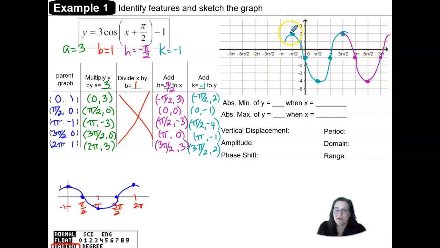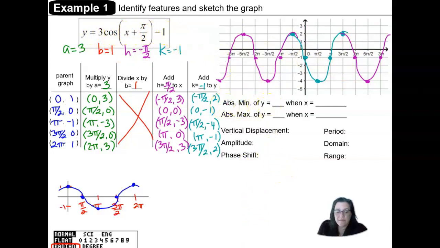Then we can do that in reverse. So we'll go back to the middle, then our minimum, then to the middle, then to the maximum, then back to the middle, and then back to the minimum. And we can put a continuous wave through those guide points. Oh, I missed one. And that would be our transformed graph for 3 cosine of the quantity x plus pi over 2 minus 1.